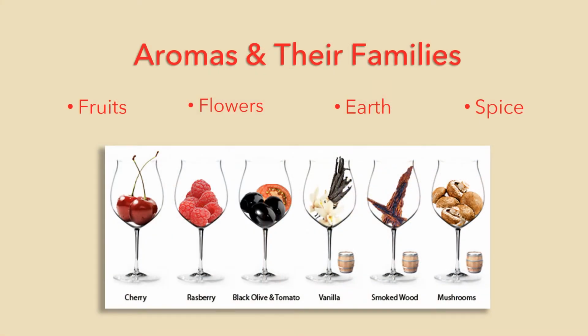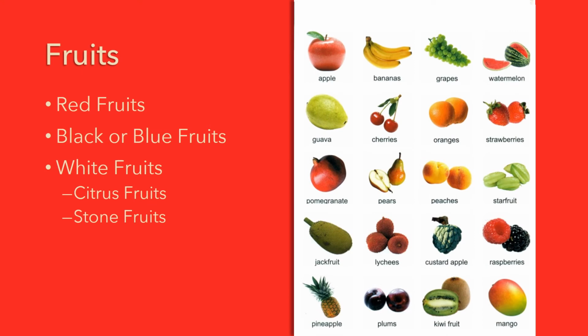When analyzing the aromas of wine, we split the different characteristics into families. These families of aromas include fruits, flowers, earth, and spice. Fruit aromas can include red fruits such as strawberries and cherries, black or blue fruits such as blackberries and blueberries, and white fruits, which span from citrus fruits like grapefruits and lemons to stone fruits, which include peaches and apricots.